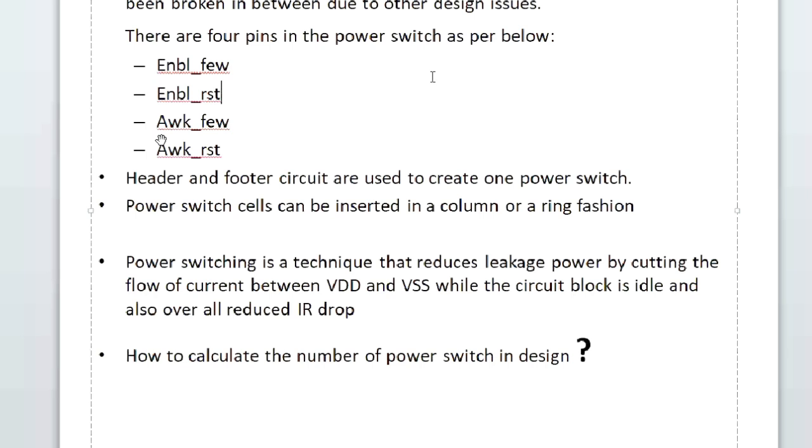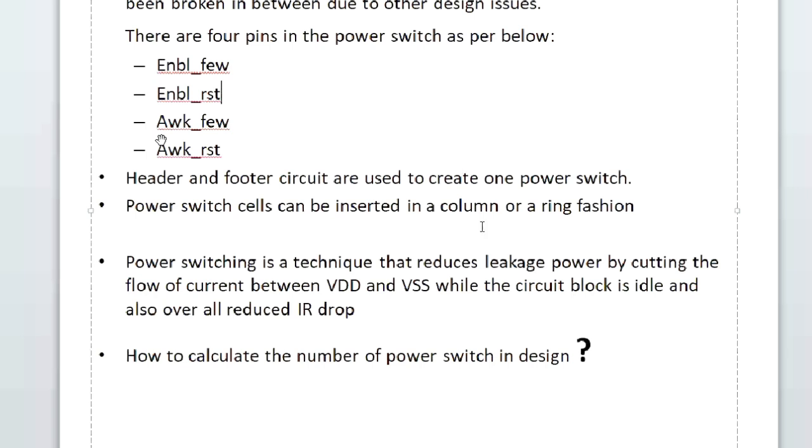So the combination of header and footer switches is considered a power switch. Here I have one question: how do we calculate the number of power switches in the design? With the help of power switches, we can reduce the leakage power by cutting the flow of VDD and VSS when the blocks are idle, not in the active state, so we can cut the power to those.